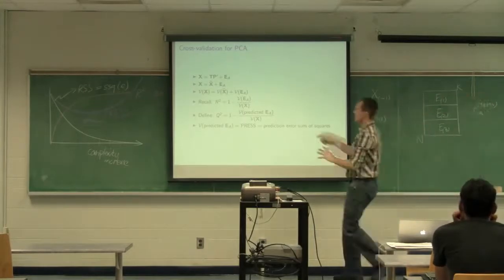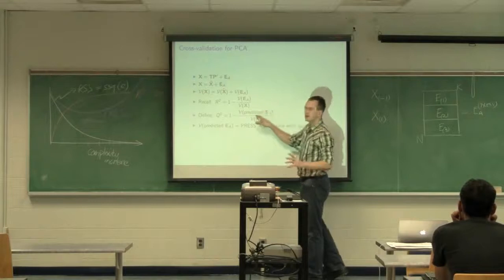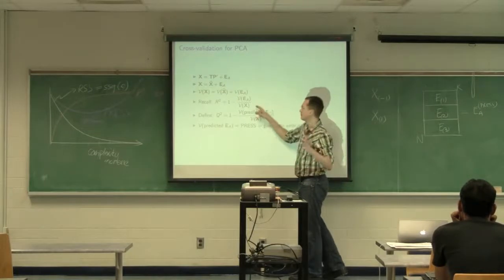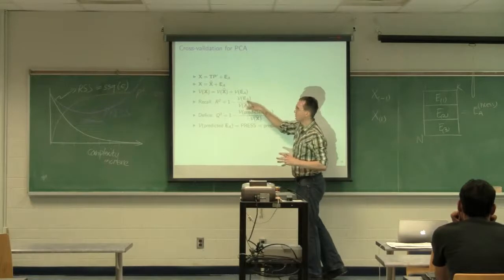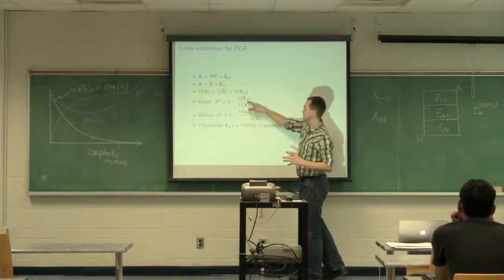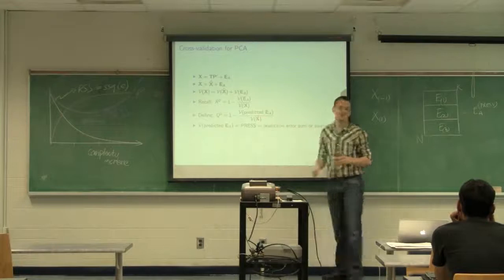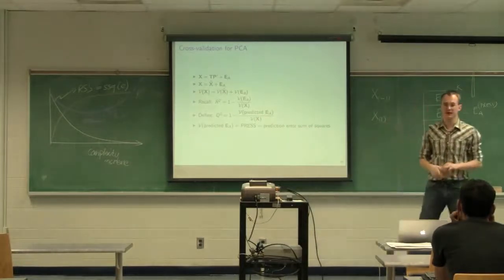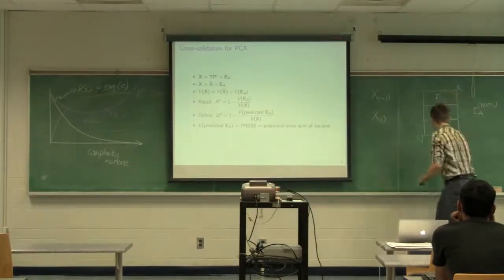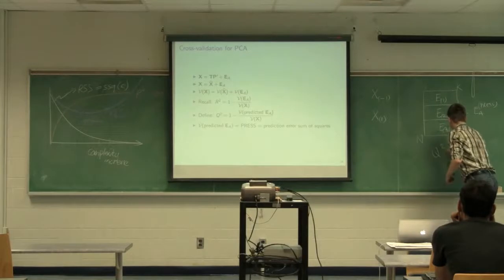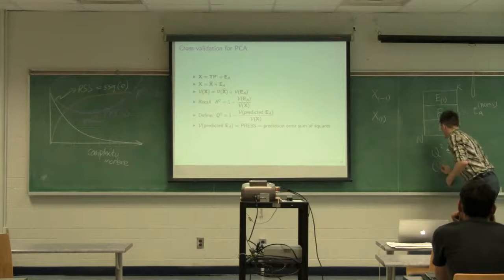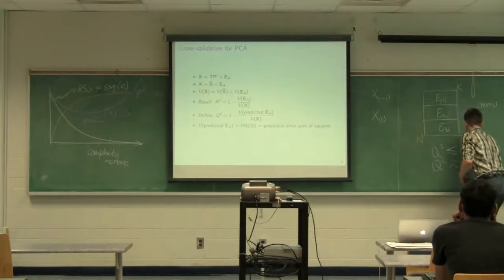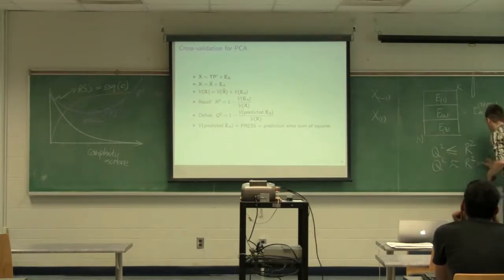So if that reasoning isn't quite apparent to you yet, I see a few confused faces, just compare these two equations side by side and really think about what that numerator term means in the equation for R squared and what the numerator means in the equation for Q squared. And it should become apparent that Q squared will always be less than or equal to R squared. And if Q squared is approximately R squared, it implies keep that component.